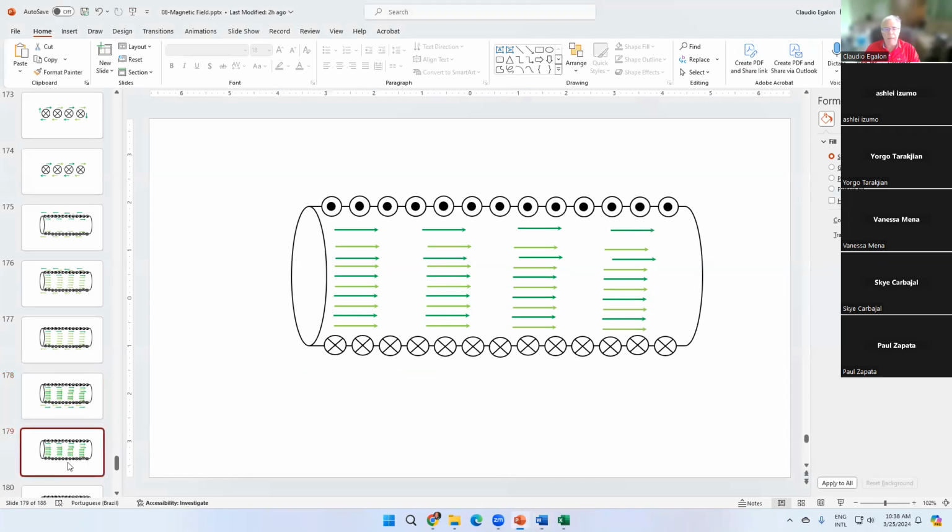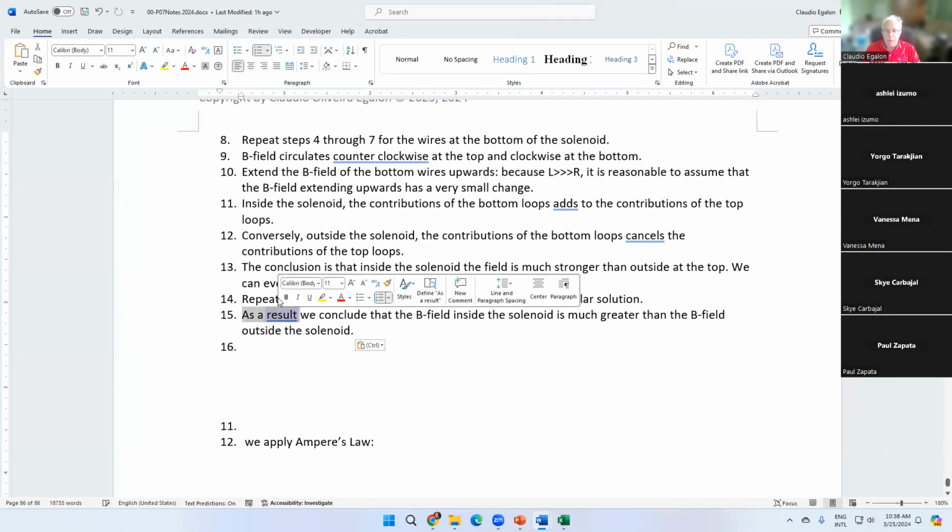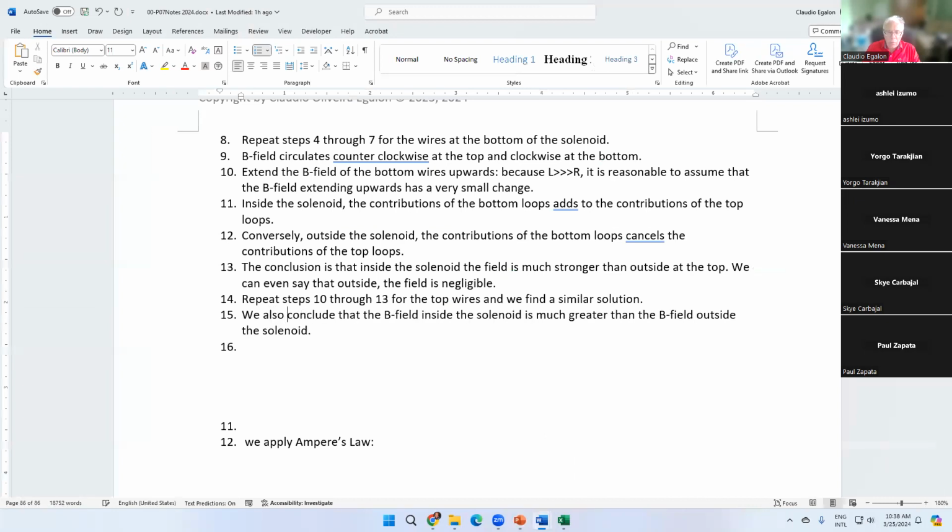So that's what we conclude. Not just is the field negligible at the top, but the field is also negligible at the bottom, outside, past the bottom. So the conclusion is that inside the solenoid the field is much stronger than outside. We also conclude that the field inside the solenoid is much greater than the B field outside the solenoid.